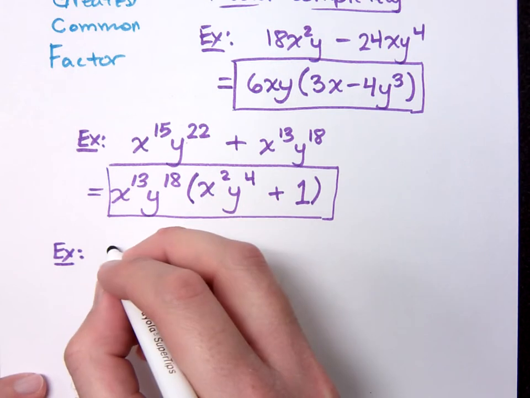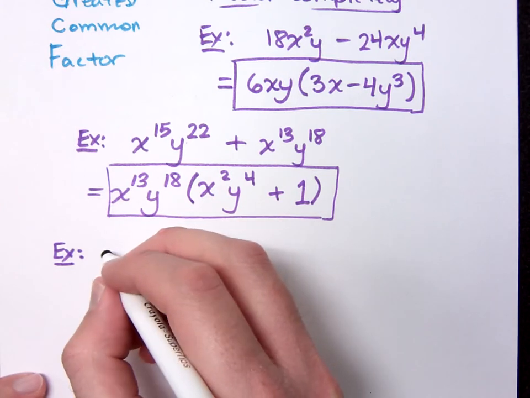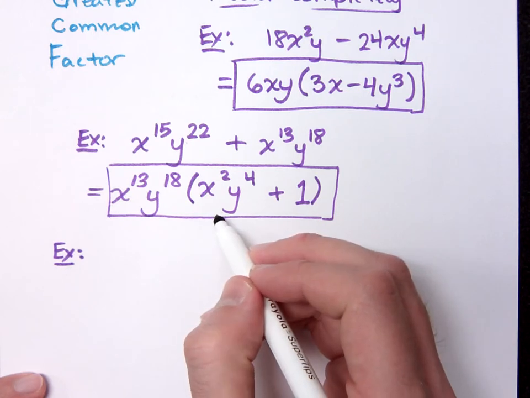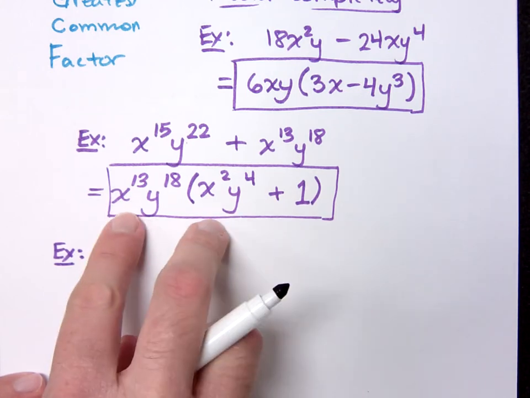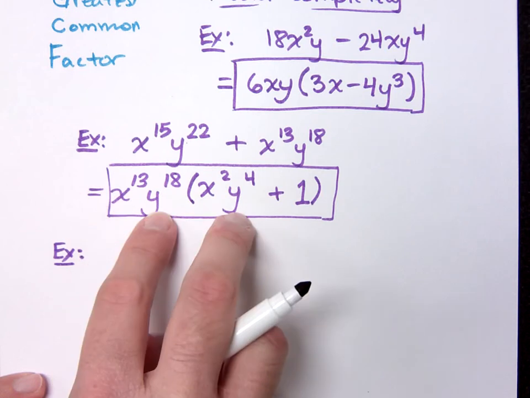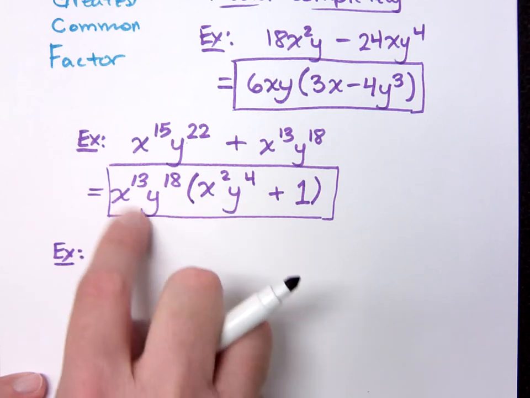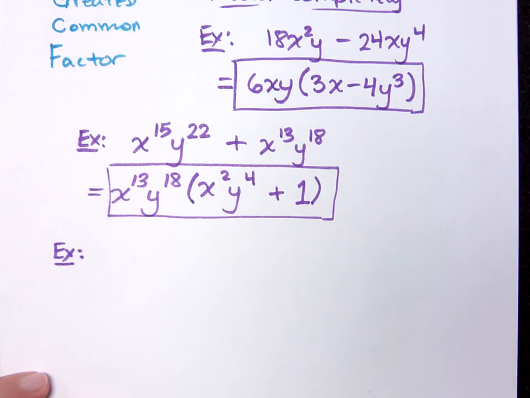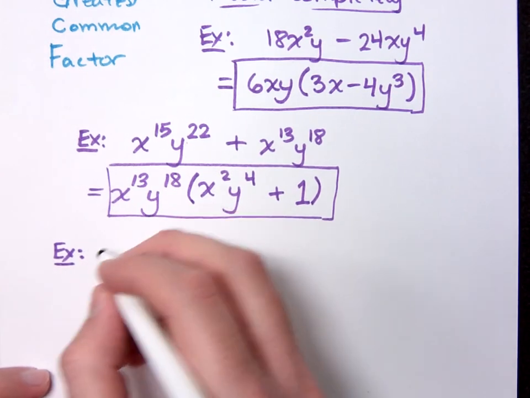So, Joe, I'm sorry, to check the work on the one that you just finished. Check it. Just distribute. So if you multiply these, you get x to the 15th, y to the 22nd. Oh, okay. When you distribute to the 1, you, of course, just get the same thing, x to the 13th, y to the 18th. Oh, okay. All right, let's see.